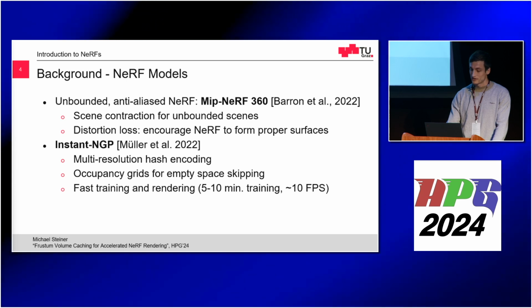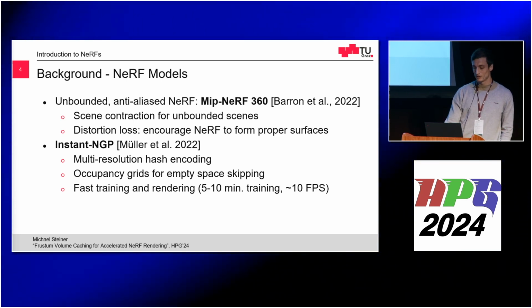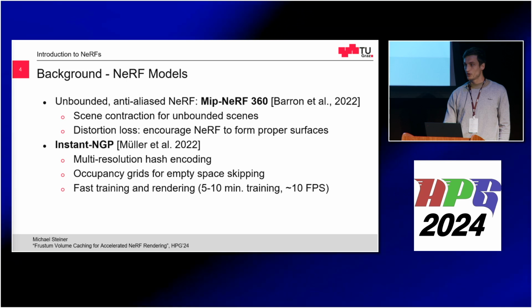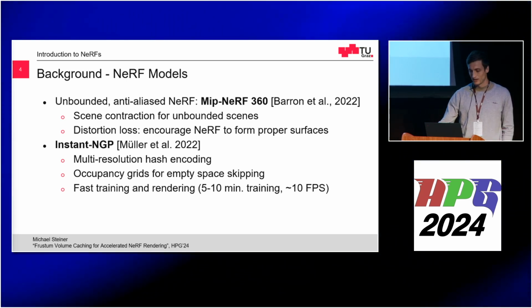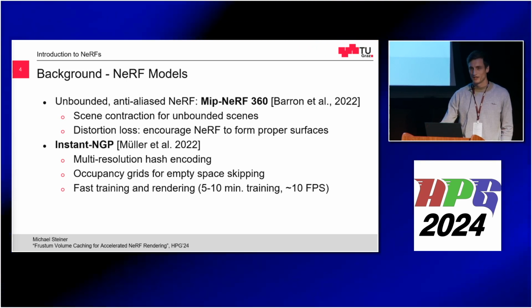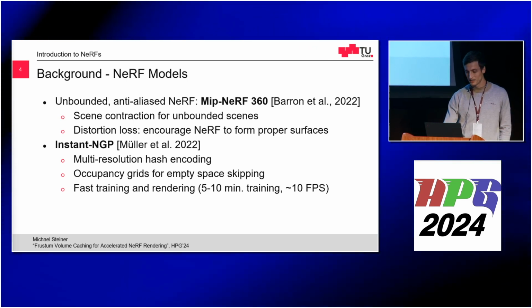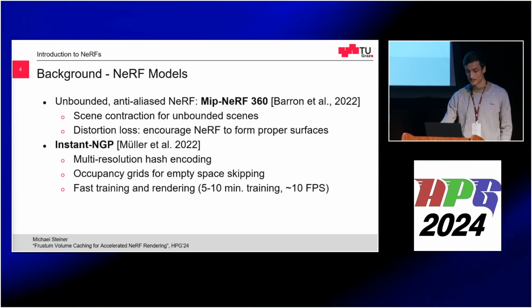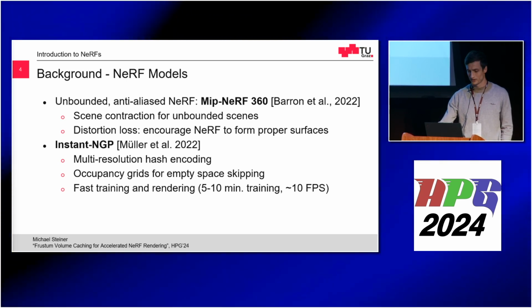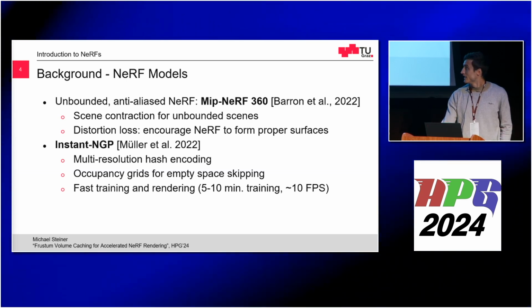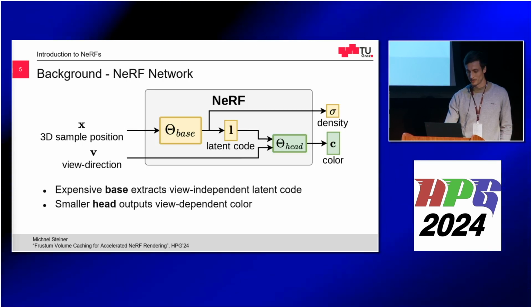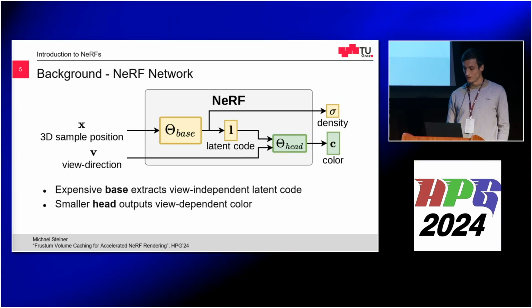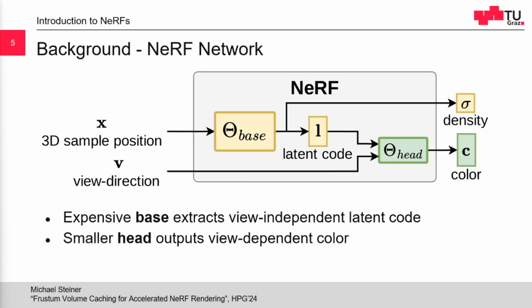Another important follow-up work was Instant NGP from 2022 by Müller et al., who introduced a multi-resolution hash encoding, which proved to be much more efficient in encoding 3D positions than the previously employed frequency encoding with large MLPs, and allowed the use of much smaller MLPs, which led to much faster training times and rendering times as well. What they also employed were binary occupancy grids, which are commonly used for empty space skipping and which are also optimized during training.